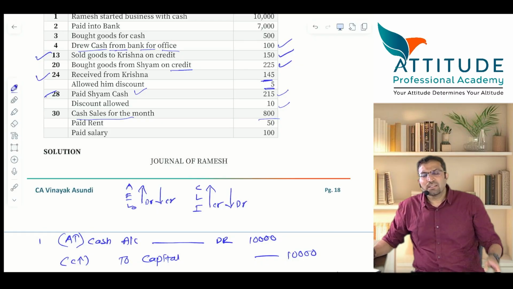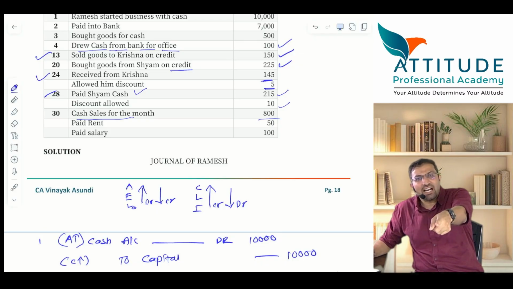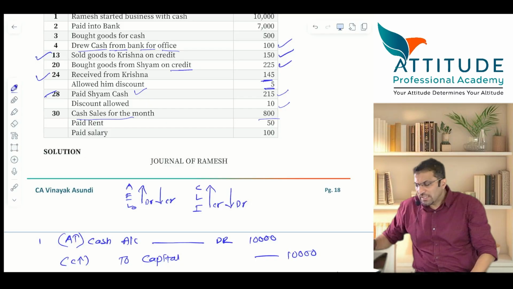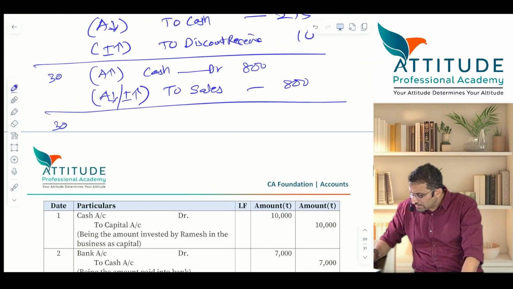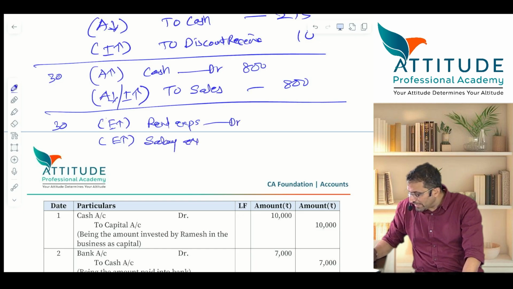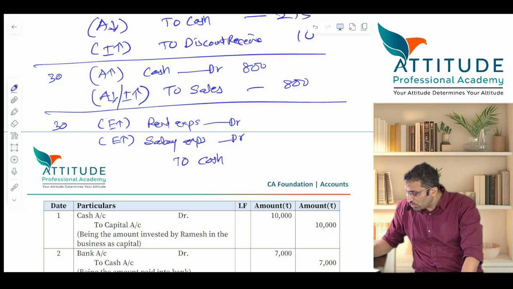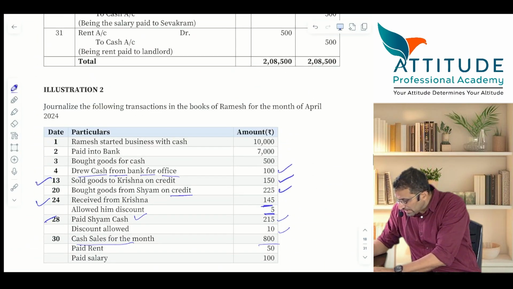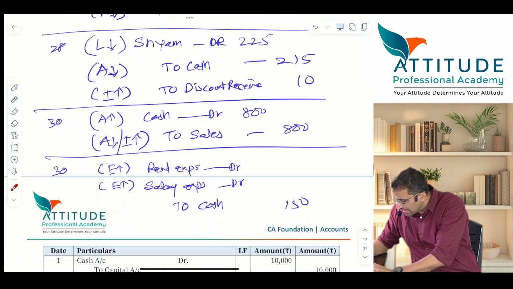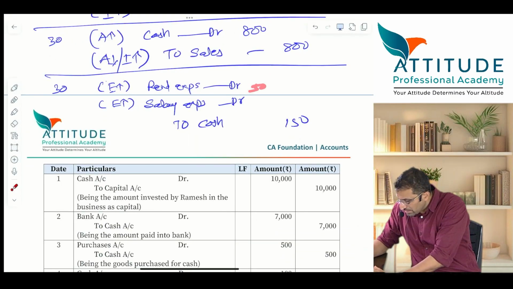Rent paid and salary paid किया ना, and rent and salary are your expenses. Yes or no? Expense increases. Entry सांगा. Expense increases. Two expenses are increasing. Rent expense debit. Salary expense debit. बराबर है? To cash. Total is 150. Rent and salary कितना है बोलो? Rent is 50, salary is 100.